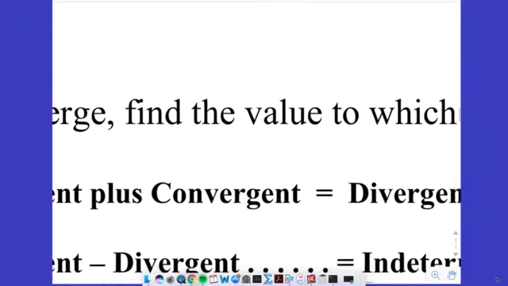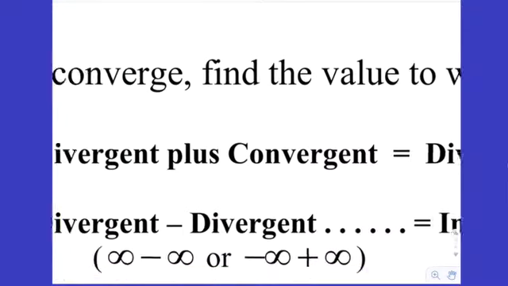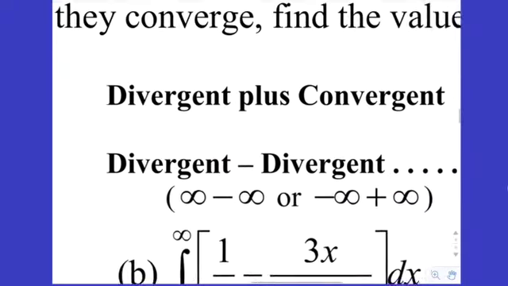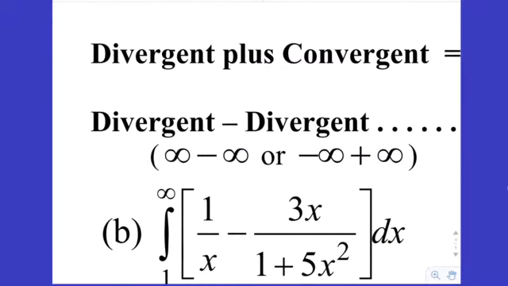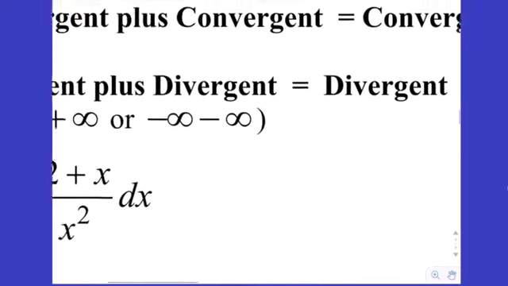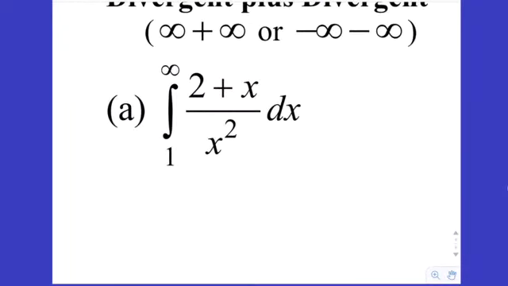But of course, the one that we have to be careful about, and I don't know why this is still showing. There we go. The one we have to be a little bit careful about is if you have divergent minus divergent, and they're the same type of divergent. So infinity minus infinity or negative infinity plus infinity, what is that? Yeah, indeterminate. Okay, so that's when we would try something else, L'Hopital's rule, or try to rewrite it. Okay, so let's look at this one here.